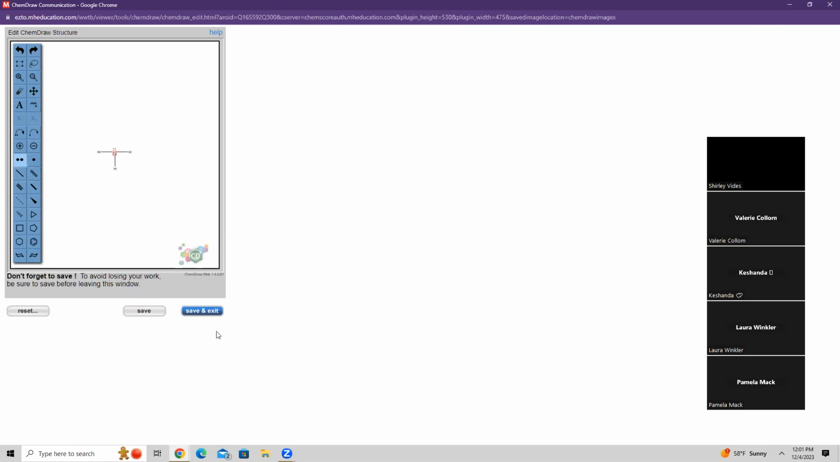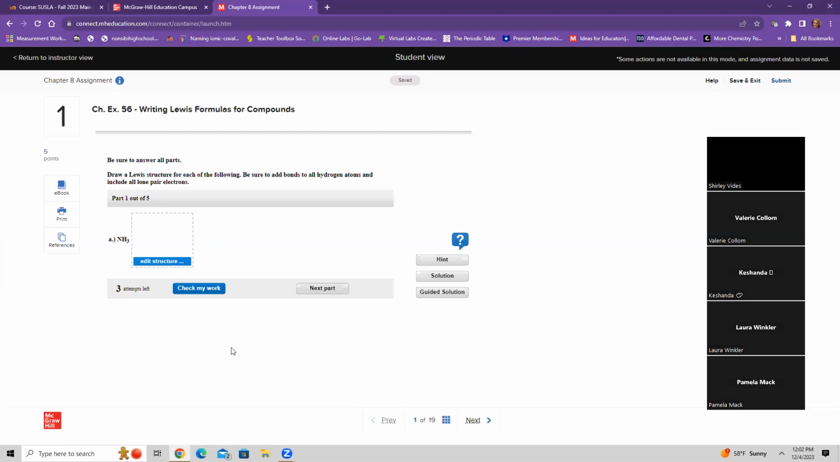Save. Okay, so do I say save and exit? I can't see my instructions. Yeah. Save and exit. Okay. Yeah. Thank you. And it should have put it right there, but it didn't. See, I think it was. Oh, that's just part 1 of 5. Okay, next part.